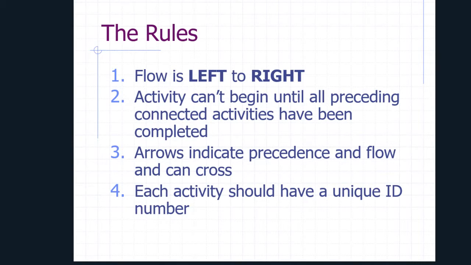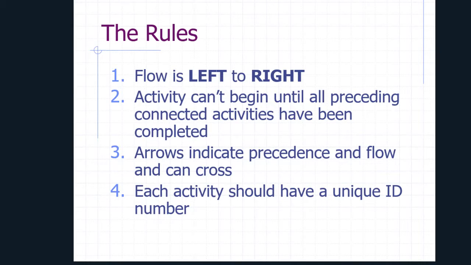The second rule, an activity can't begin until all the preceding connected activities have been completed. So if you've got an activity that's due to start at a particular point in time, and say it's got 3 different activities that feed into it, all those activities feeding in must be completed before that subsequent activity can take place. The arrows indicate precedence and flow, and they can cross.